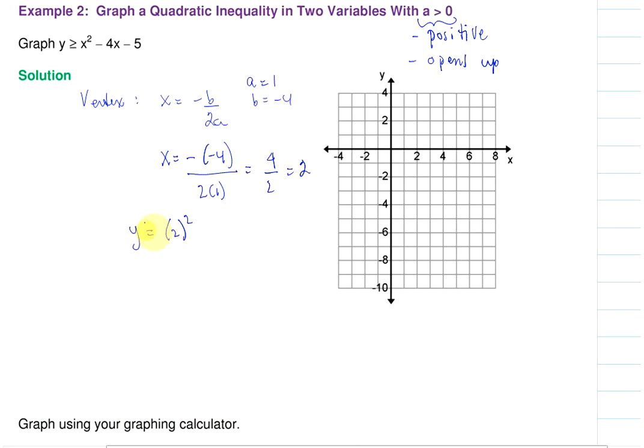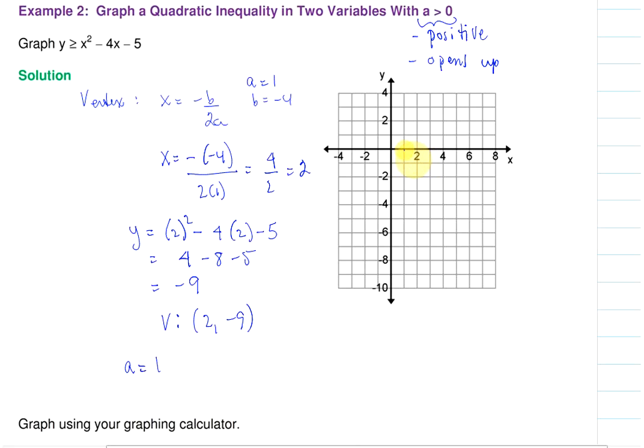Okay, notice I'm using the equation, not the inequality. So that gives us 4 minus 8 minus 5, which is negative 9. And so we have a vertex at 2 and negative 9. Notice that a is equal to 1, so we can use our regular step pattern for that. So we don't need to find any x-intercepts, or you can if you want by factoring, but we'll just use our pattern for that.